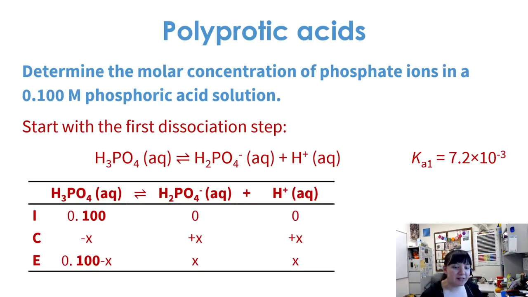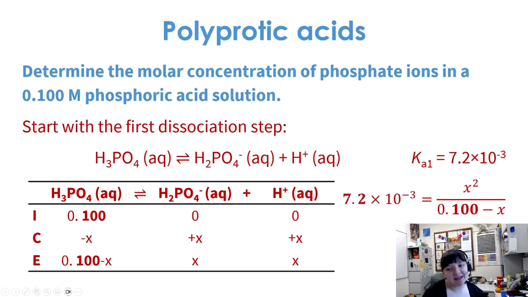Now what I've done right here is I've set up my ice table with my 0.100 molar phosphoric acid to start initially. And as is usually the case with these kinds of weak acid problems, I have equilibrium concentrations of X for the conjugate base, X for the H+, and then my initial minus X for the H3PO4. So I can solve for X itself using this Ka constant. Again, we're using this first acid dissociation because this is the first proton leaving the H3PO4.